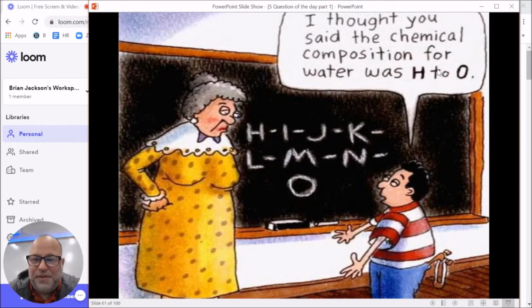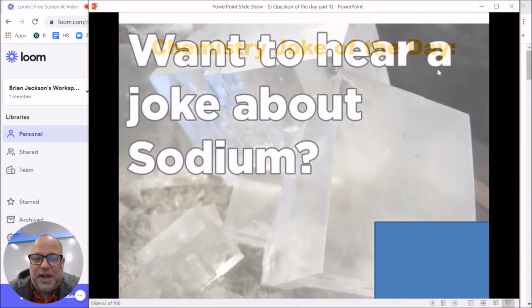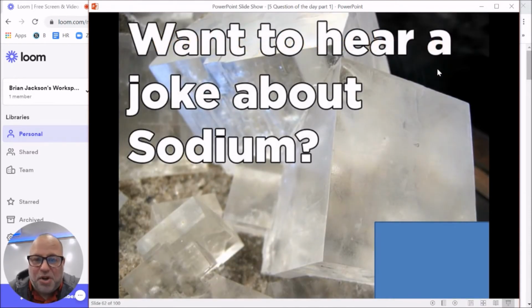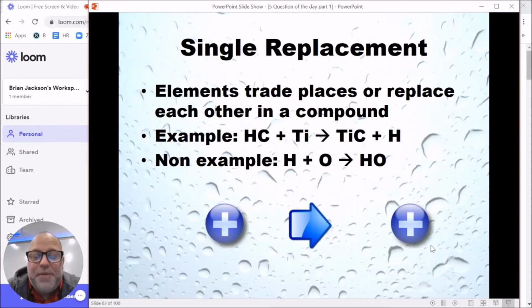Oh, and then we have this cartoon right here. I thought the chemical formula for water was H2O. Get it? Oh, I thought that's fun. Okay, the main chemistry joke of the day. Do you want to hear another chemistry joke? How about sodium? Some of you are probably like, nah. Get it? Sodium? Nah. Oh, okay. Never mind. Moving along.